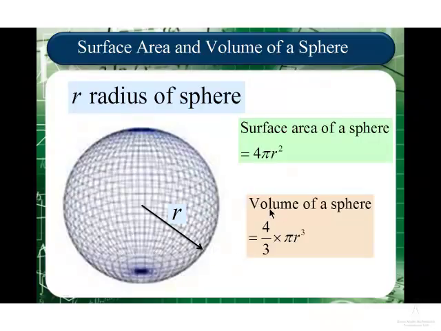Similarly, the volume of the sphere with the radius r is given by the formula 4 over 3 times pi times r to the power 3. Remember, volume is a three-dimensional entity or unit, whereas surface area in general is two-dimensional, and the exponent indicates that in both of these formulas.